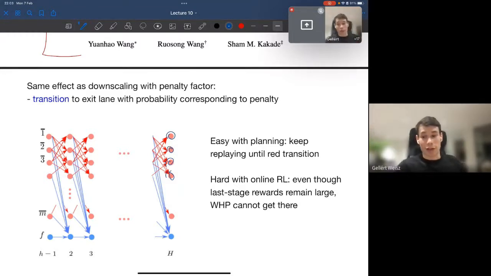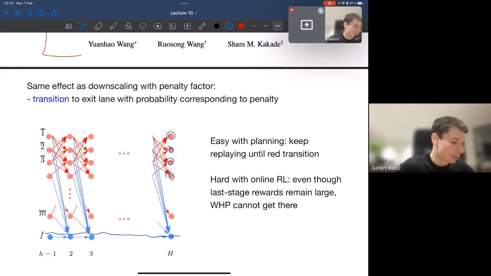But if you don't have the planning access, you don't have the simulator access, and you can just play the game, then with high probability you will end up in the blue thing sooner or later, and then that's going to be the exit lane round.